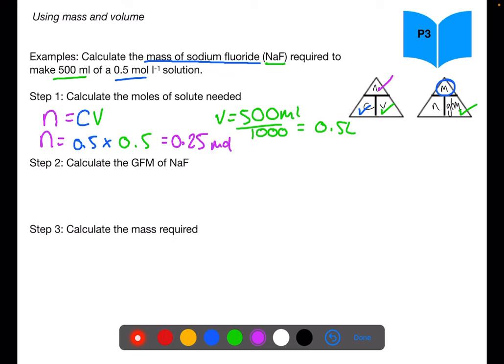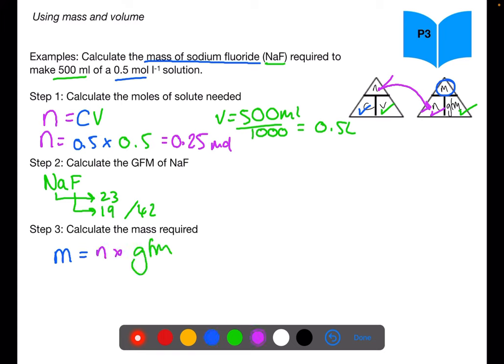That now means we have a second tick in our second triangle, because this number of moles is the same as this number of moles here. We can calculate the gram formula mass of sodium fluoride, which is 23 plus 19 to give 42. And now we can calculate the mass. Mass equals moles times gram formula mass. We have the number of moles that we calculated initially, multiplied by the gram formula mass of the solute, to give a mass of 10.5 grams.